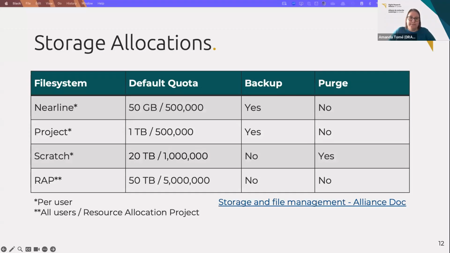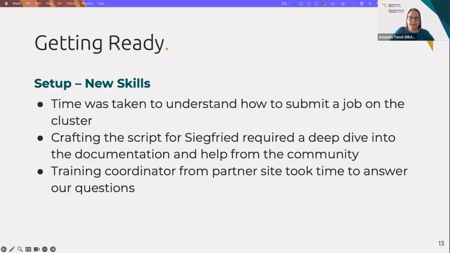It should be noted that by default, each user on the cluster is allocated nearline, project, and scratch space. However, digital preservation services in particular kept on hitting the ceiling for file count on the default spaces. For our purposes, the nearline and scratch space are immediately excluded from the workflow, as nearline is tape at the Alliance and the scratch space has a 60-day purge policy, which is often not enough time to complete the work as we get pulled in many directions. Therefore, only project and the RAP space are used in this workflow.